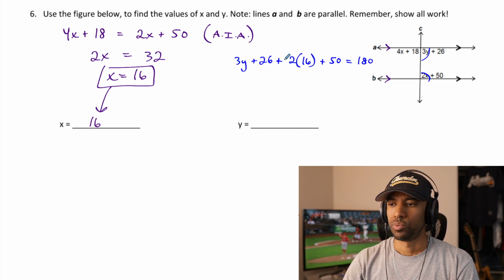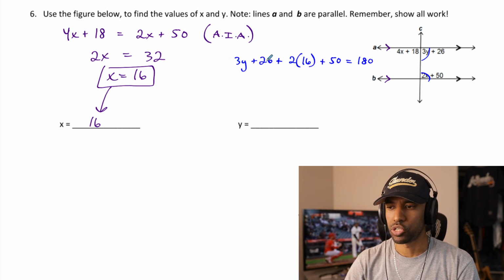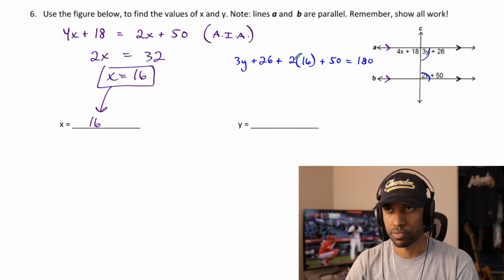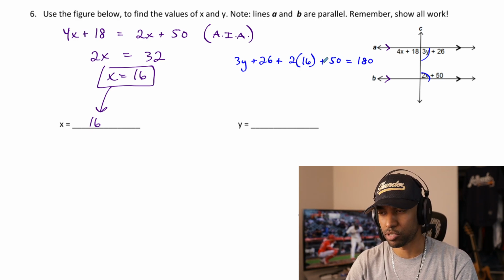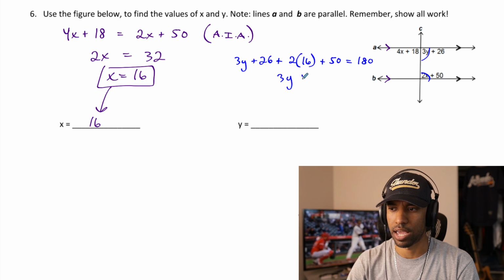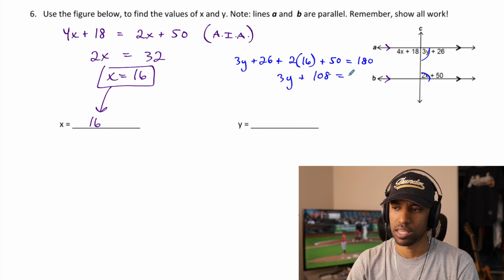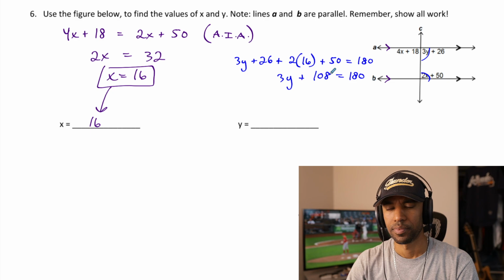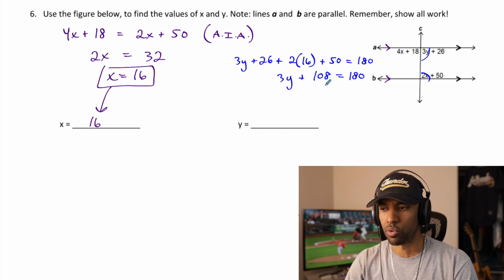Okay, so 2 times 16 is 32. 26 plus 32 is 58. I don't want to mess this up. 58 plus 50 is 108. So 3y plus 108 equals 180. The rest is algebra. So hopefully you're feeling more about the geometry.